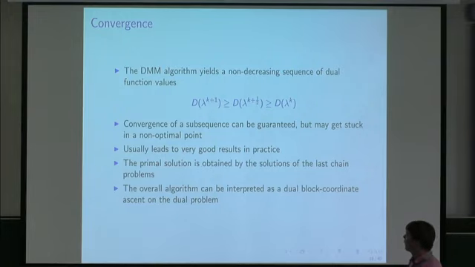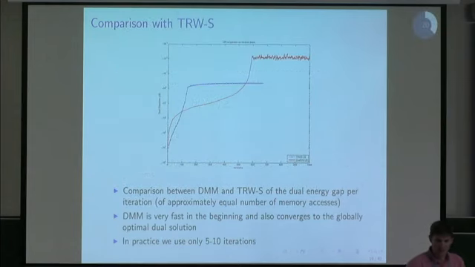So how can we recover the primal solution from the dual solution? We just need to run the horizontal or vertical chain problems, the dynamic program, and since this now uses the Lagrange multiplier, this gives us one of the feasible solutions then. So here's a comparison with Vladimir's algorithm, TRWS.